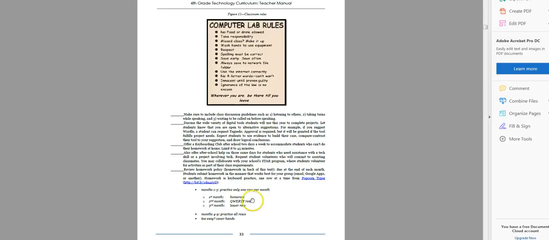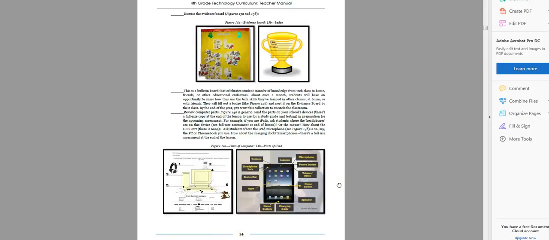Month 1, 2, and 3, it's the keyboarding rows. The rest of the month, it's practicing rows. By 4th grade, you're starting to talk about touch typing, so you might have them cover their hands. Up to you.